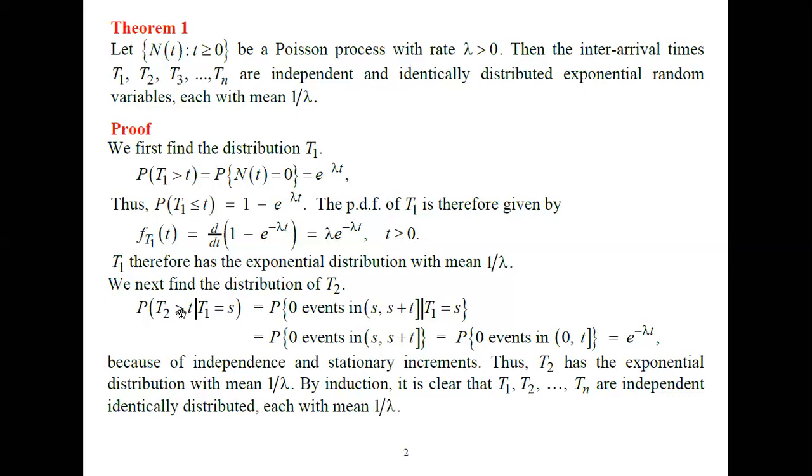Second event occurred at what time? After time t. The first event occurred at time s. So in between the first and the second event, in between s and s plus t, how many events occur? Zero events.